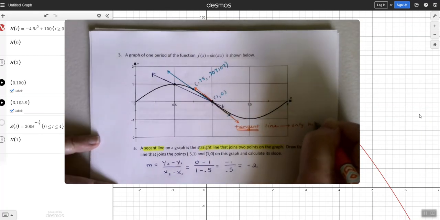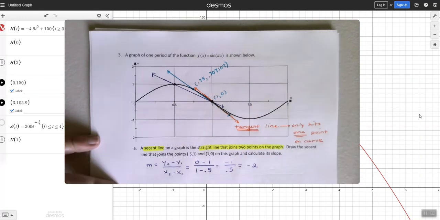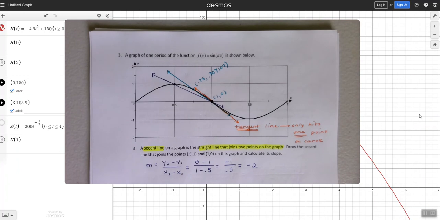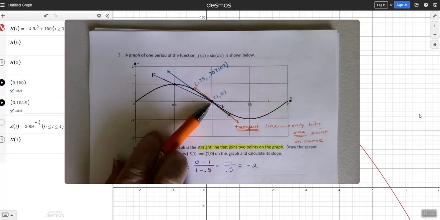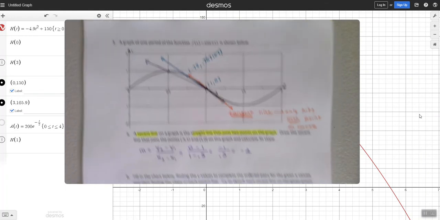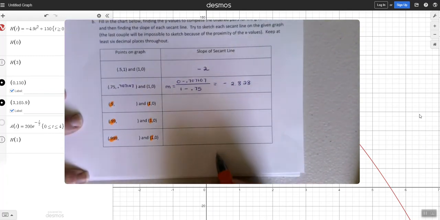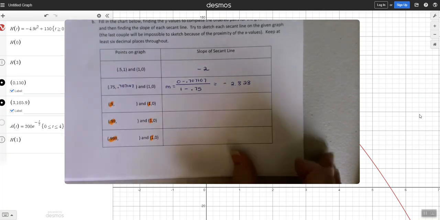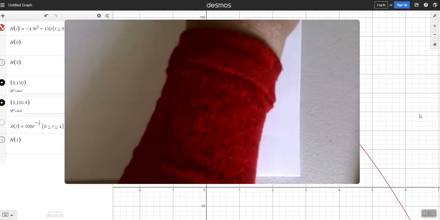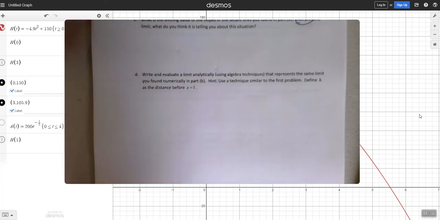and it only hits 1 point on the curve. As my 2 points in my chart get closer and closer together, I'm coming closer to having just the 1 point, and therefore I'm coming closer to that tangent line. So all of these slopes that you were calculating should be getting closer and closer to the slope of the tangent line. So that's what you're going to want to say something about in your interpretation here in part C.